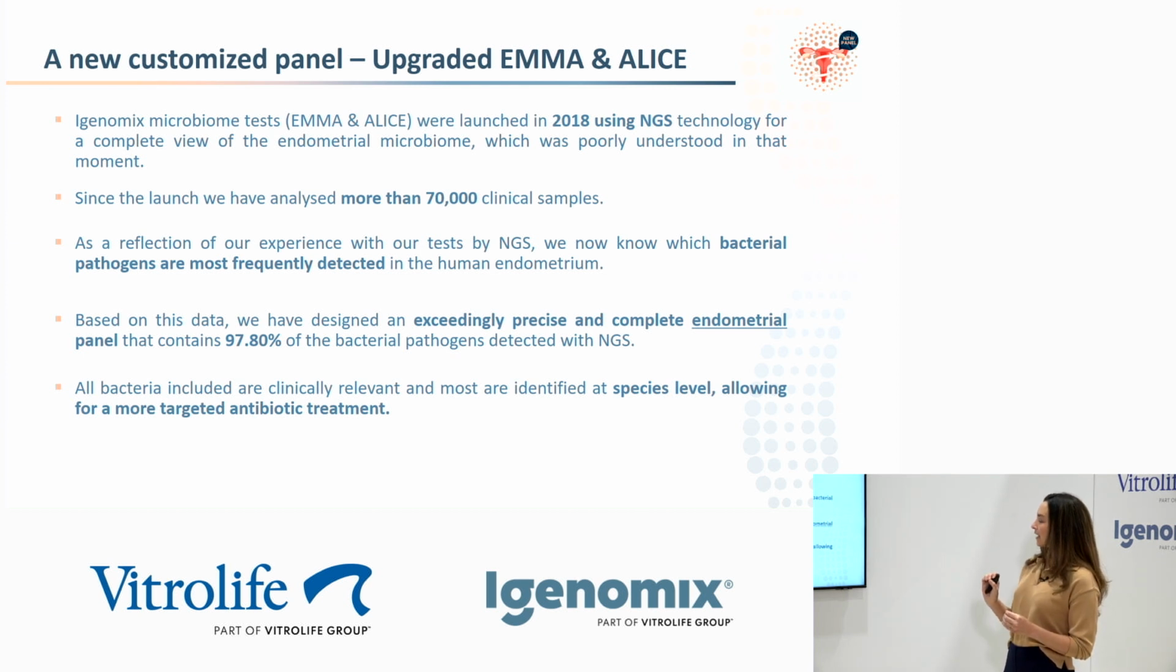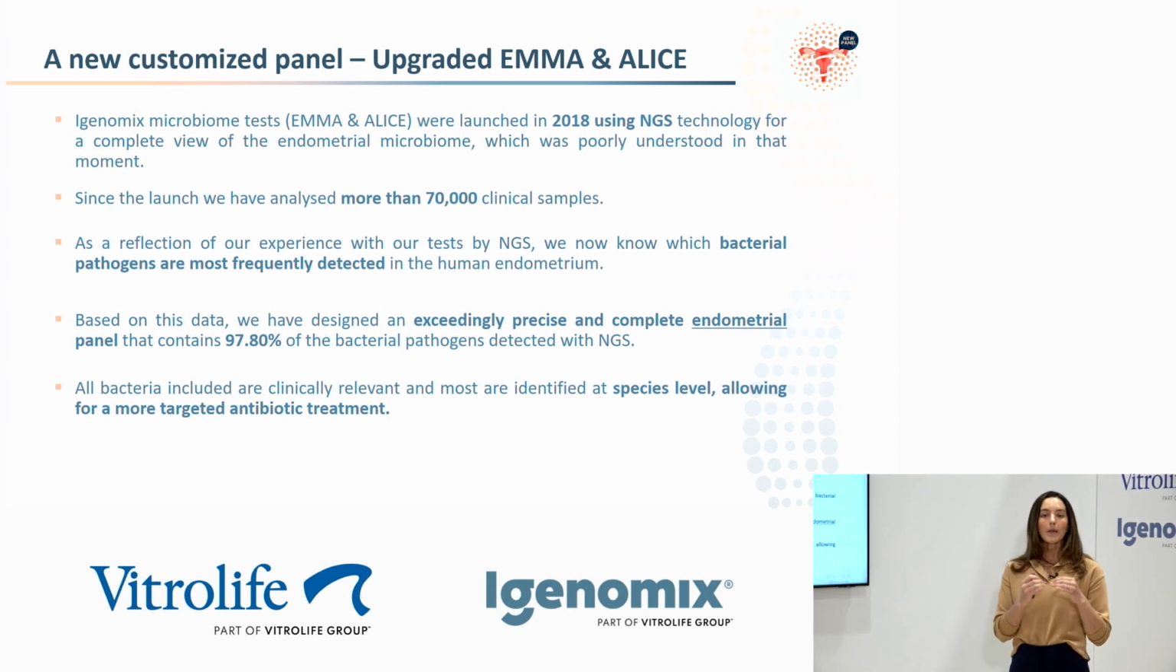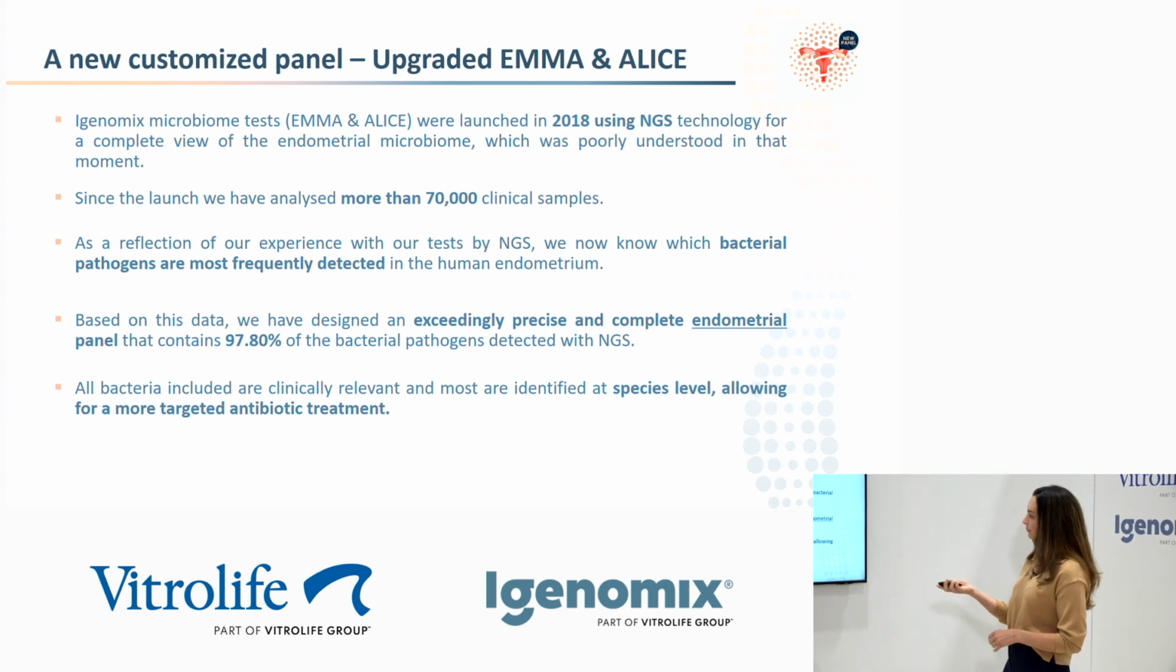Based on this data, this exceedingly precise and complete endometrial panel contains 97.8% of the bacterial pathogens detected with NGS. And what is relevant about this is that we report at the species level, not the genus level. And why is this important? Well, we could have 2 different bacterial species, a part of the same genus, but maybe one is more effective with one antibiotic than the other, which is affected by another antibiotic. So this will allow us to give an even more targeted approach to creating an optimal endometrial microbiome.